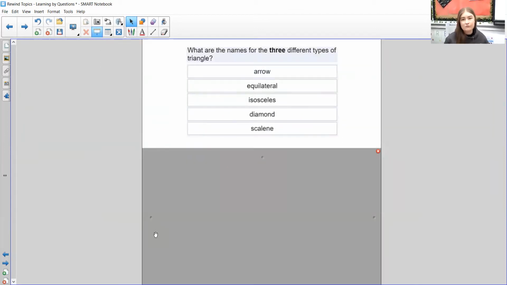What are the names of the three different types of triangle? I'd like you to just make a note of them. You should write 3 words down for question 1.